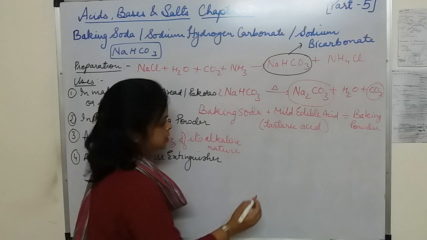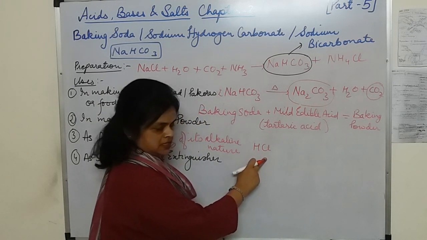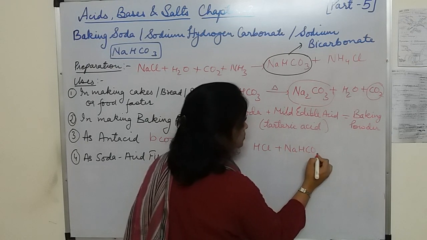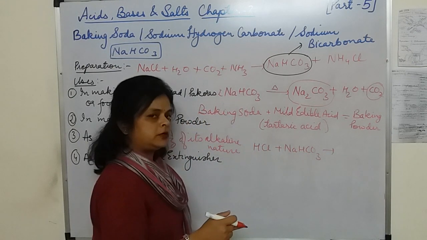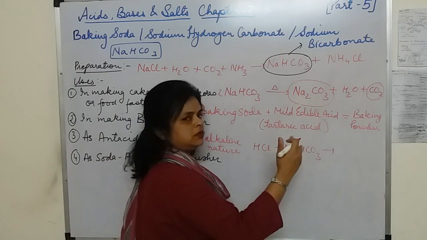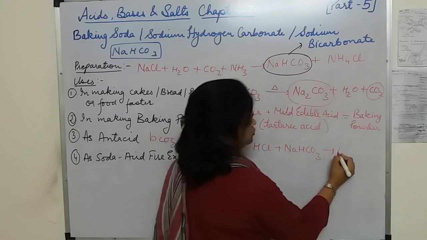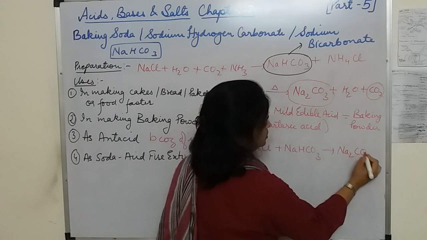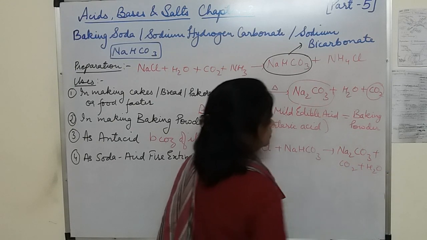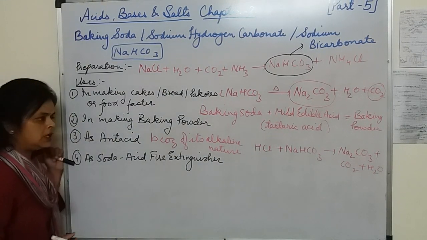So I can write the reaction. Which acid is formed here in the stomach? HCl. It combines with baking soda, NaHCO3. In the second chapter we had studied bicarbonates and acids. Whenever they react, the products are salt, carbon dioxide and water. So the salt will be Na2CO3, plus CO2 plus H2O. In this way they neutralize the acid which is formed in the stomach.